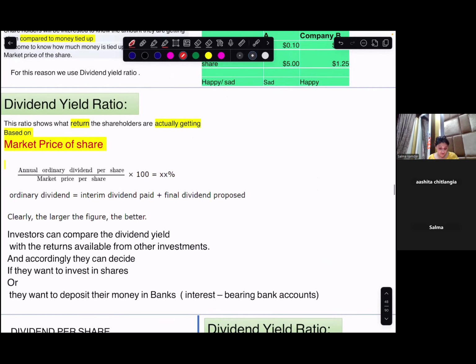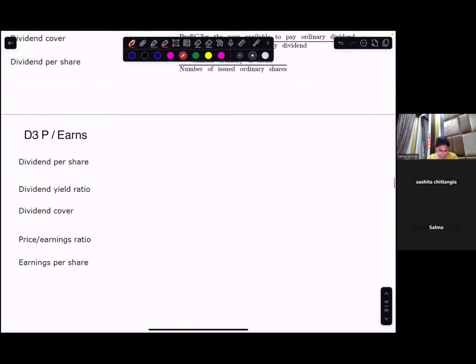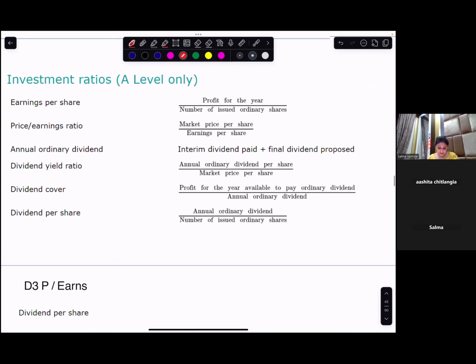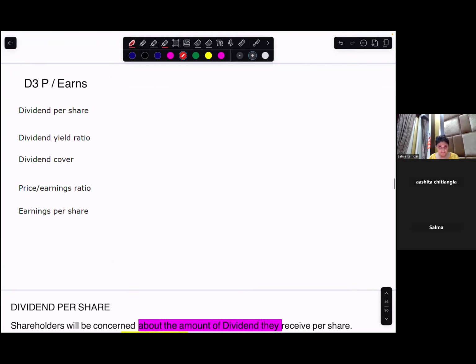So, now earnings per share. What is the formula for earnings per share? Earnings per share is market price per share upon earnings per share. What nonsense. Sorry, that's price earnings. I got confused. It's profit for the year upon number of issued ordinary shares. What is the price earnings ratio? Market price per share upon earnings per share.